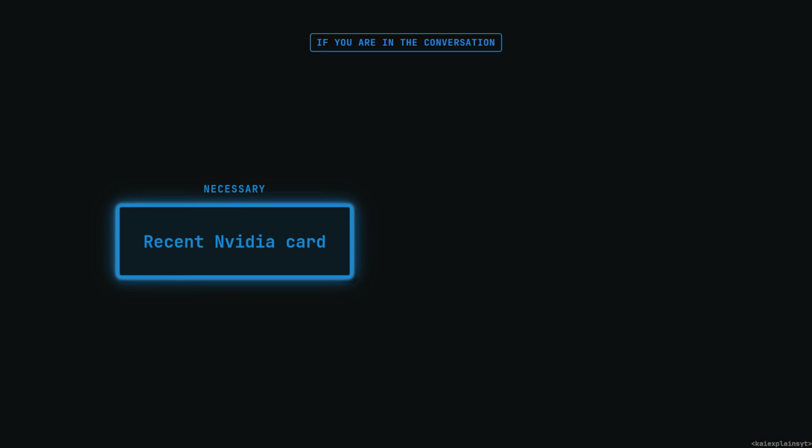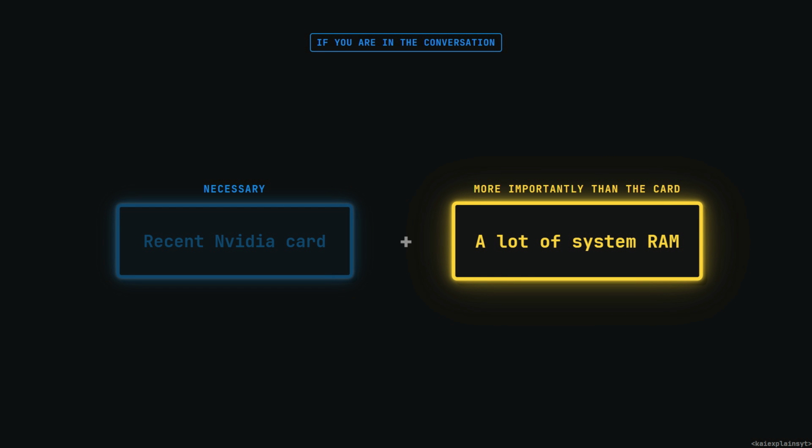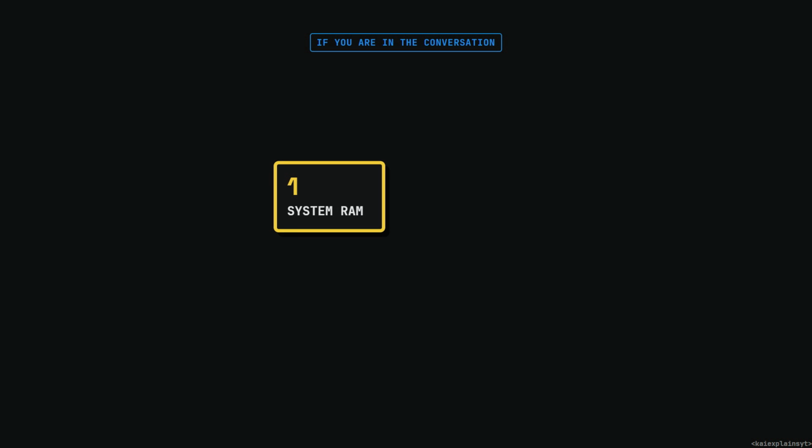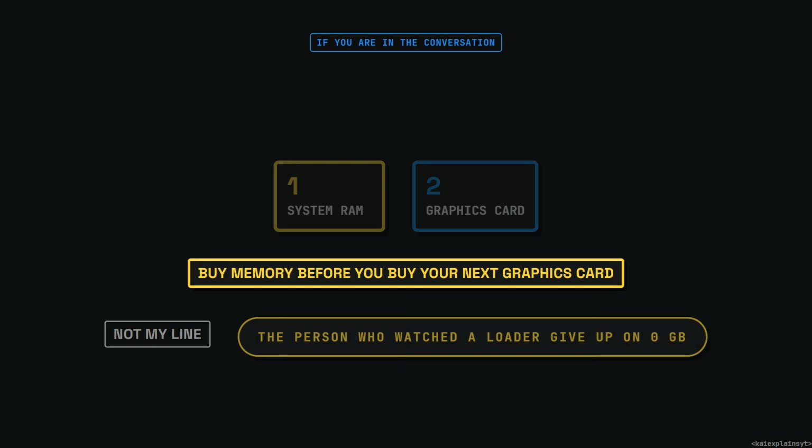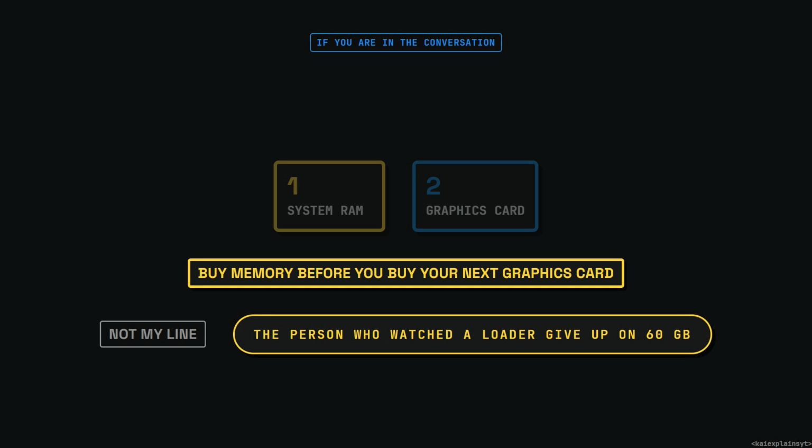If you have a recent NVIDIA card and, more importantly than the card, a lot of system RAM, this is worth testing. The hardware advice that falls out of the paper is to buy memory before you buy your next graphics card, and that isn't my line. It's from the person who watched a loader give up on 64 gigabytes.